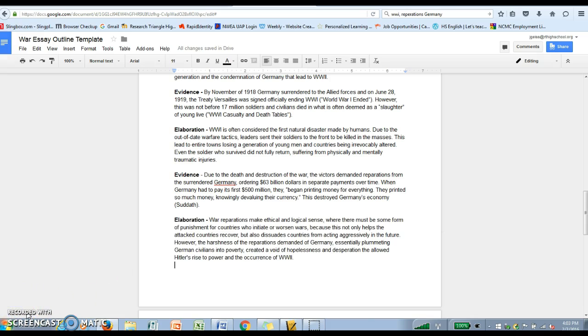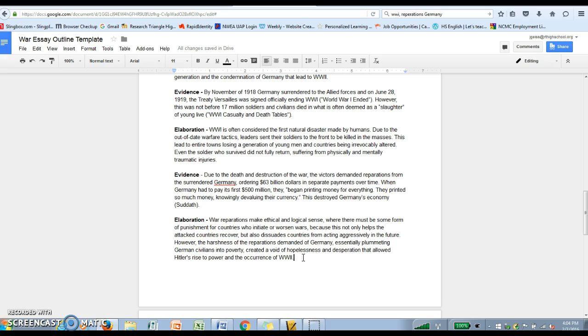So let's take a look at our elaboration. It reads, war reparations make ethical and logical sense, where there must be some form of punishment for countries who initiate or worsen wars, because this not only helps the attacked countries recover, but also dissuades countries from acting aggressively in the future. However, the harshness of reparations demanded of Germany, essentially plummeting German civilians into poverty, created a void of hopelessness and desperation that allowed Hitler's rise to power and the occurrence of World War I.